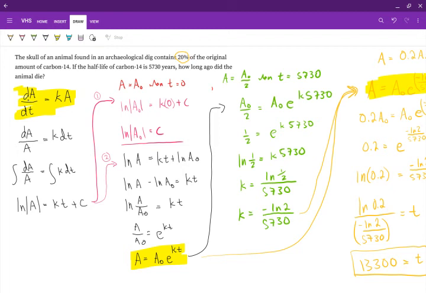This is usually the case when each member of the population has a certain percentage chance of either growing or decaying or things like that. Anyway, this is the differential equation.